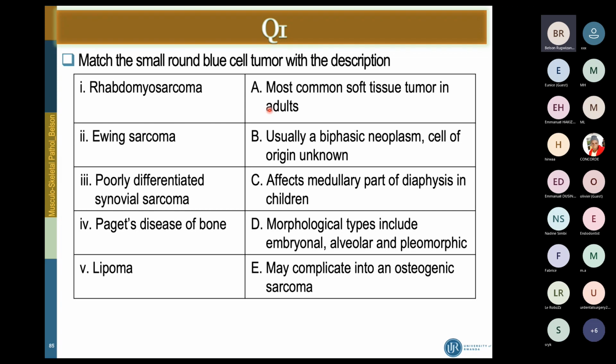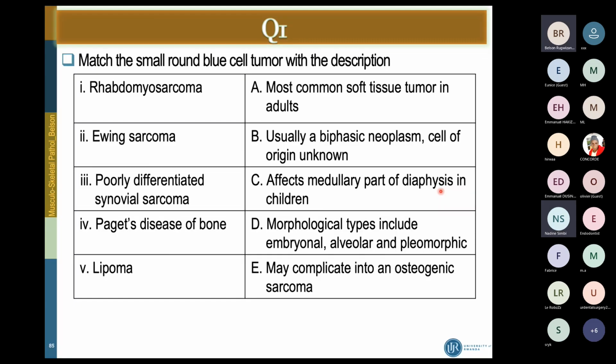And Paget disease, this we answered, so it complicates into osteosarcoma. Lipoma is the most common soft tissue tumor in adults. So that we saw. So Ewing sarcoma, it affects the medullary part in the diaphysis of long bones in the children. So I think that you remember. So that's all, just the 2 questions I had selected.